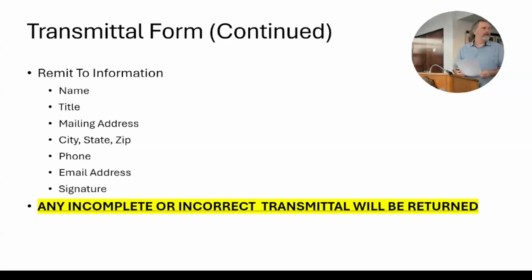If anyone has any questions about the transmittal form right now, go ahead and start writing those down in your notes so we can address those here at the end. Okay, so that's what we're reviewing on the transmittal form today.